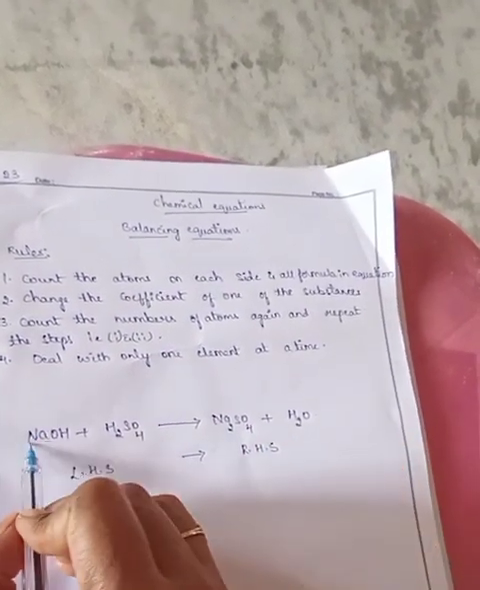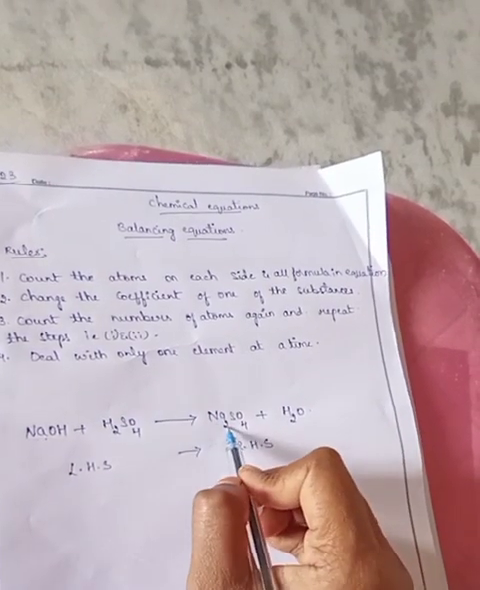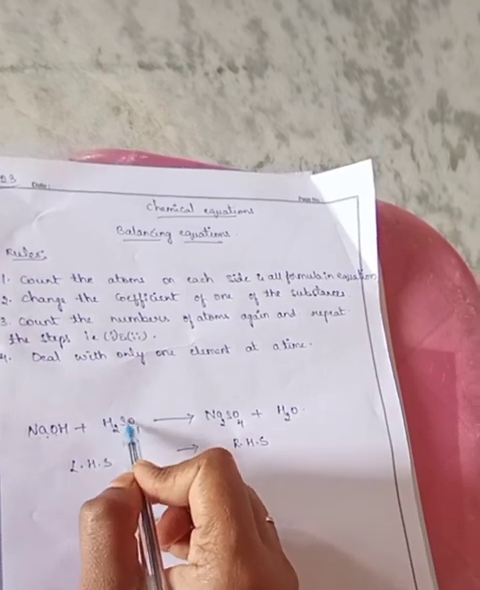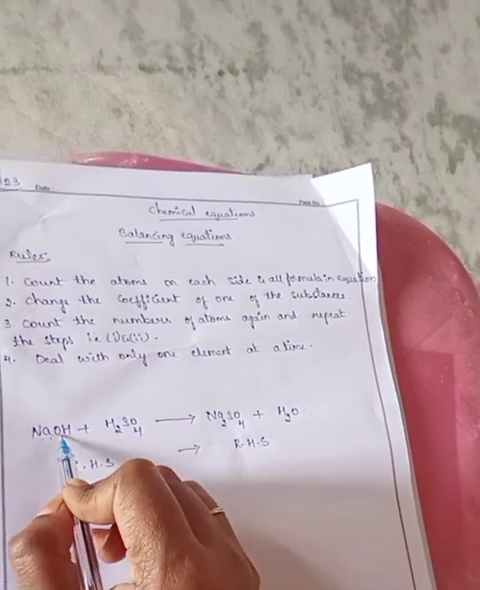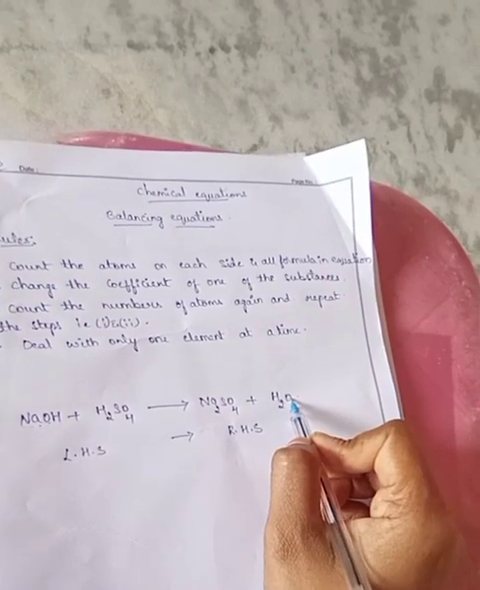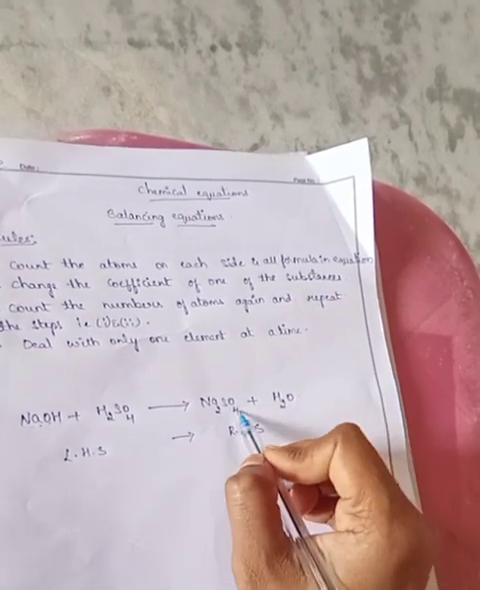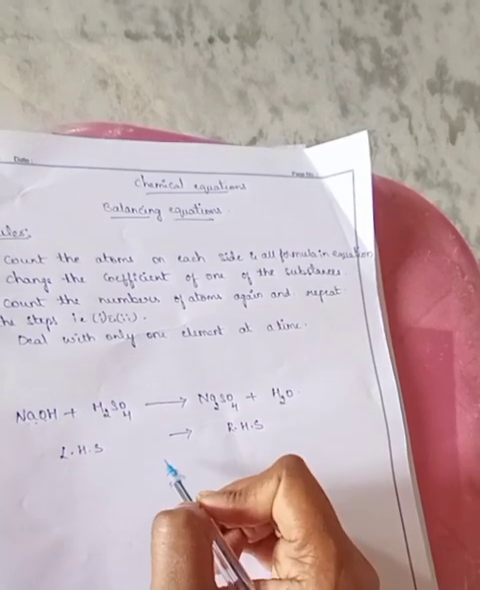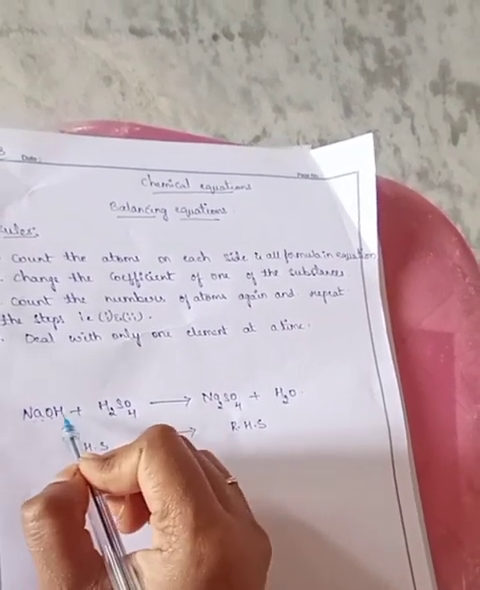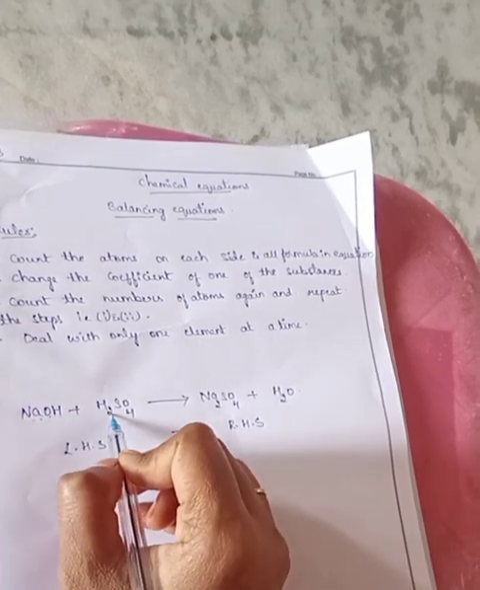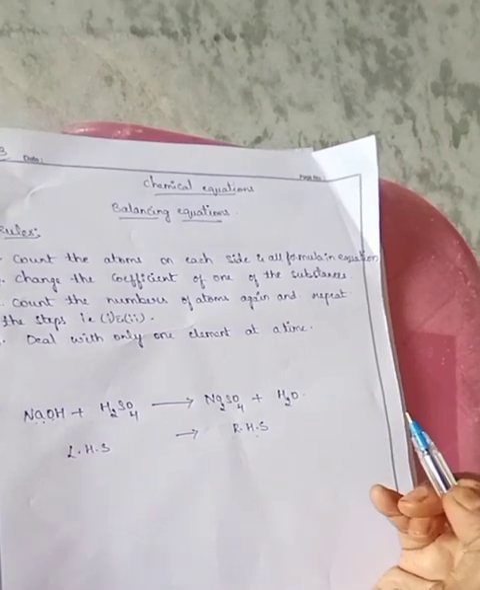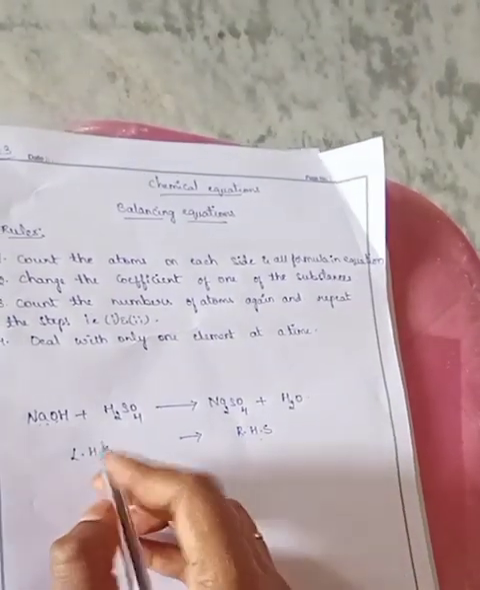Here you have one sodium, here you have two sodiums. Here one oxygen plus four oxygens, so 4 plus 1, 5 oxygens. And here you got 4 plus 1, 5 oxygens. So the oxygens are balanced, but the sodium is not balanced. Checking the hydrogen, here you have 2 hydrogens plus 1 hydrogen, so you are having 3 hydrogens. But when you come to the RHS side, you have only 2 hydrogens. So the equation is not balanced.